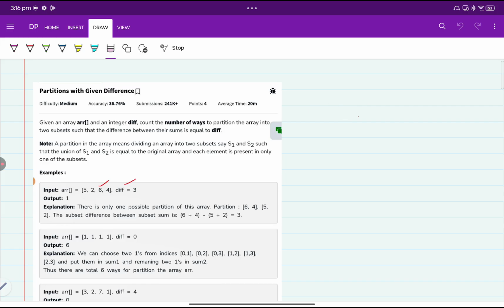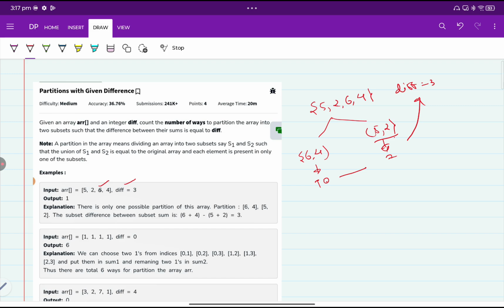So what the question wants to tell: for example, 5 2 6 4 is an array and the given difference is 3, and I have to divide this array into two sets. How? 6 4 and 5 2. The sums are 10 and 7, and the difference between them is 3. That means there is only one possible way of dividing this array into sub arrays having a difference equal to 3.